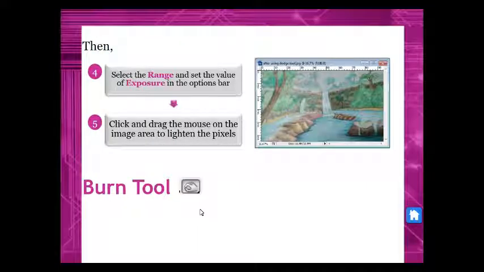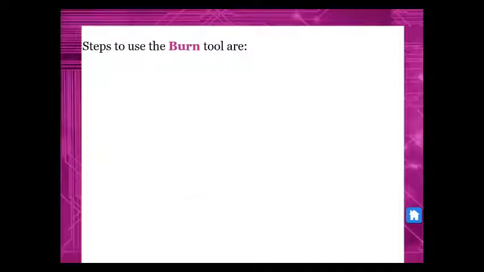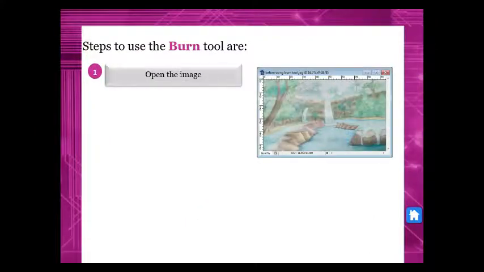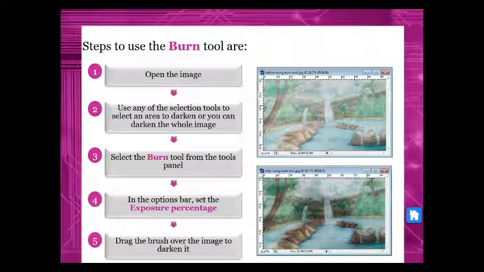Now the last one is burn tool. The burn tool is used to darken the pixels in an image. Steps to use the burn tool are: open the image, use any of the selection tools to select an area to darken, or you can darken the whole image. Now drag the brush over the image to darken it.